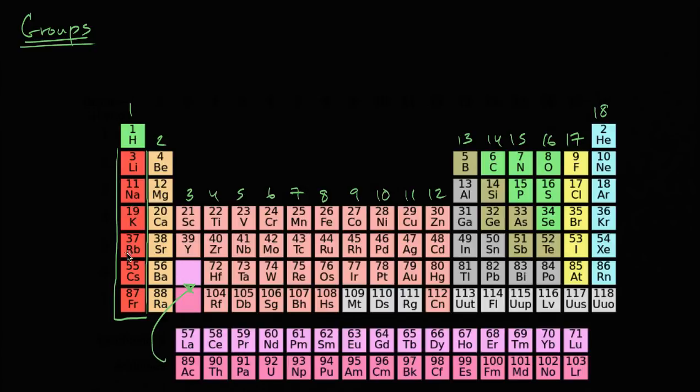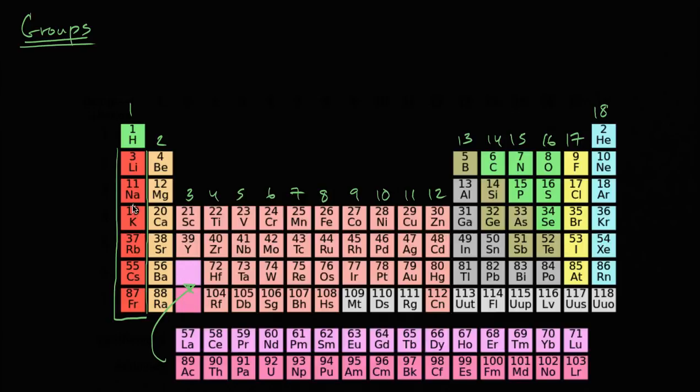And that's because the elements in a column, or the elements in a group, tend to have the same number of electrons in their outermost shell. They tend to have the same number of valence electrons. And valence electrons and electrons in the outermost shell tend to coincide, although there's a slightly different variation. The valence electrons, these are the electrons that are going to react, which tend to be the outermost shell electrons.